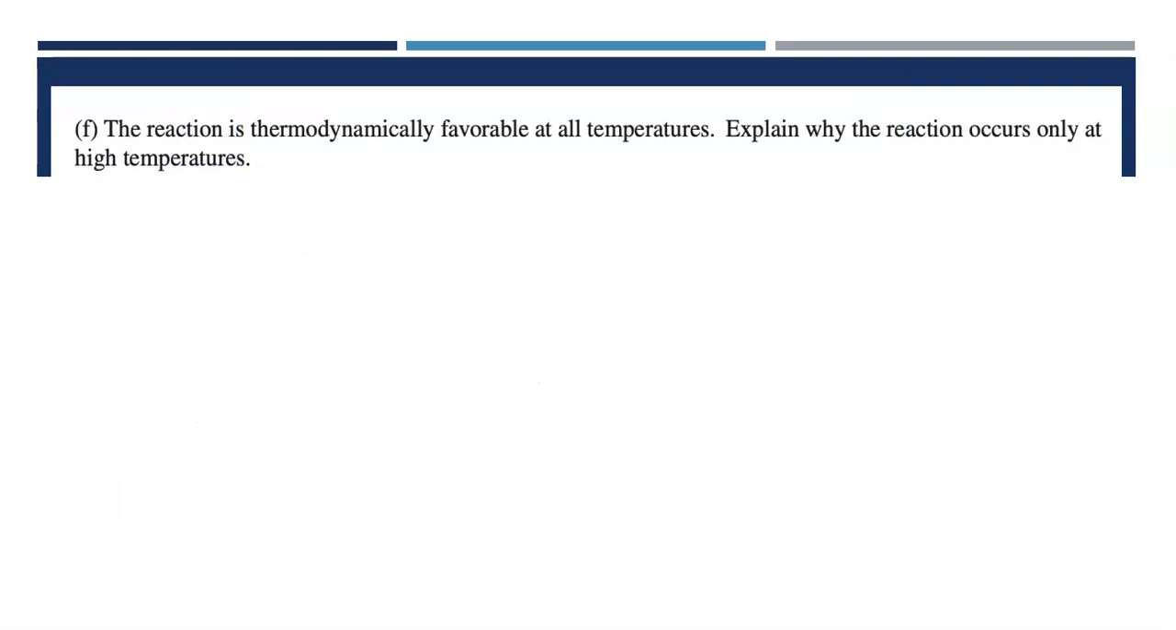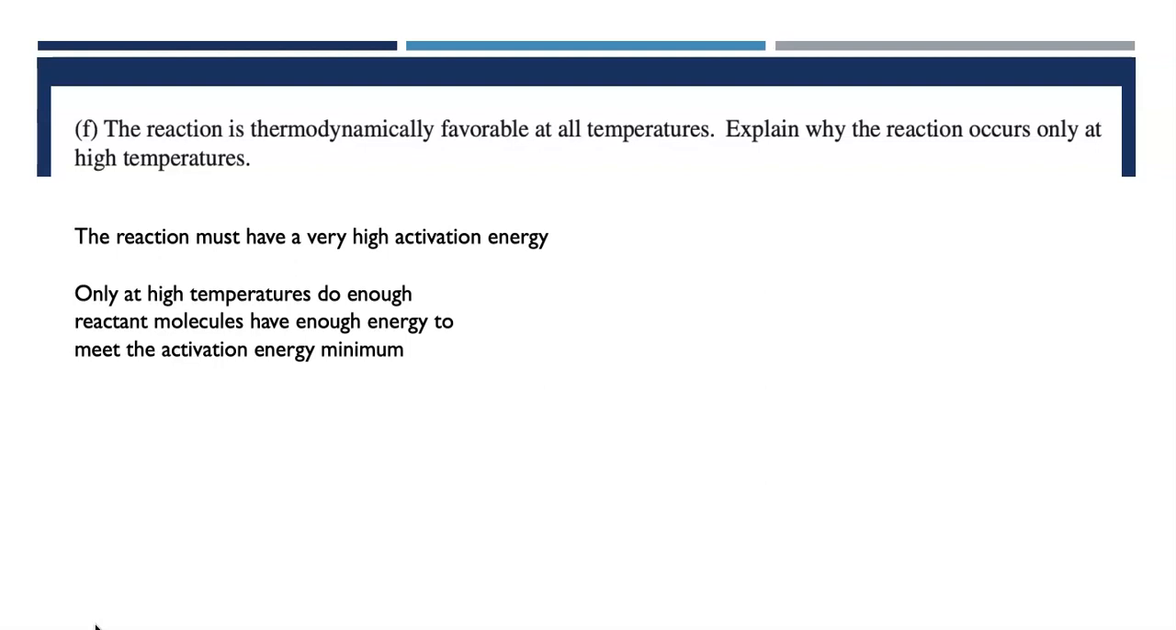Part F goes on to say, the reaction is thermodynamically favorable at all temperatures. Explain why the reaction occurs only at high temperatures. The short version of the answer is, it must have a very high activation energy. Only at high temperatures do enough reactant molecules have enough energy to meet the activation energy minimum. And the College Board really likes questions like this, where it's thermodynamically favorable, but it only occurs at a certain temperature range. If it's only occurring at a high temperature range, it's always going to come back to that activation energy minimum. This is worth exploring a little bit more.